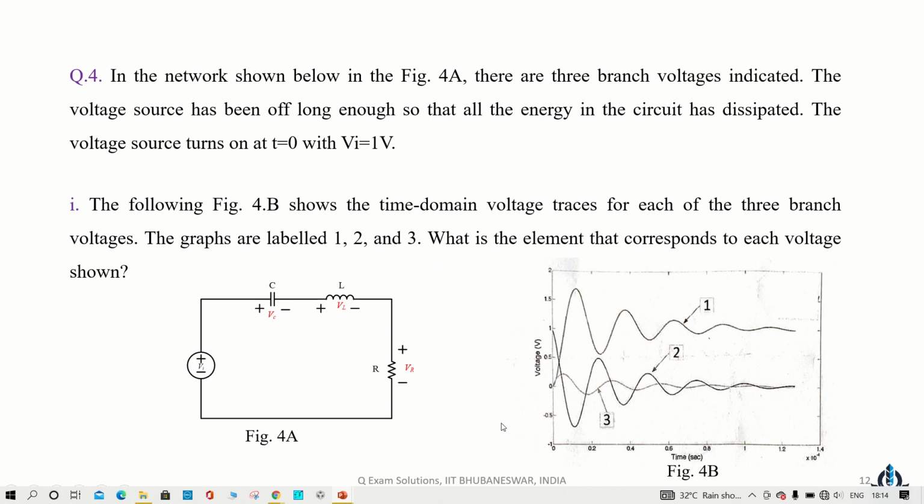They are asking you to identify which element this graph is for. Here is a DC voltage, like 1 volt. If you apply this voltage, then the capacitor in a steady state becomes open circuited and all the voltage comes across the capacitor, meaning the capacitor settles at 1 volt. So you see this is settling at 1 volt, which means this is the graph for the capacitor.